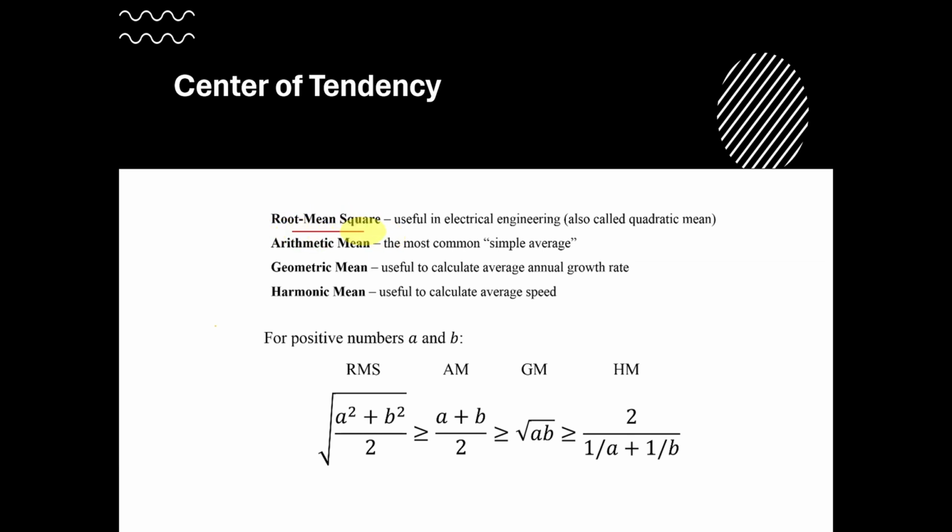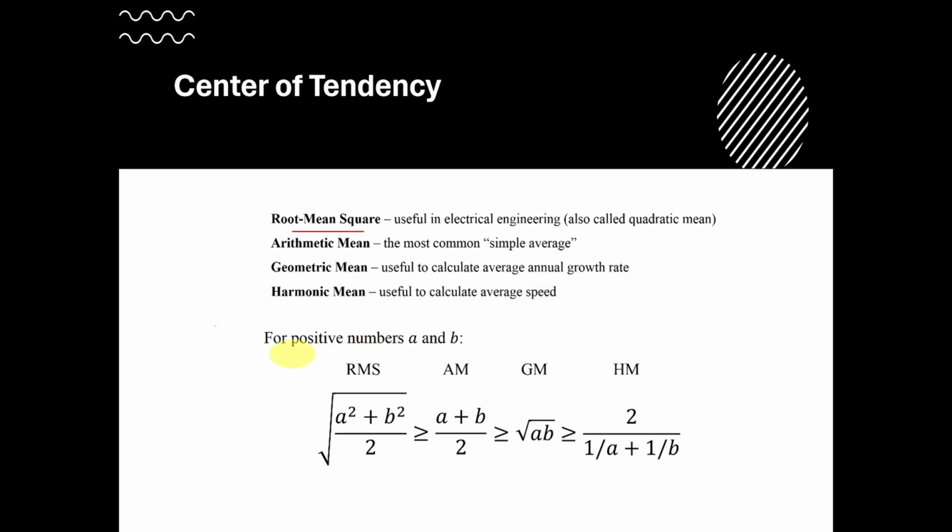Root mean square is useful in electrical engineering. Like I said, it's also called quadratic mean. Arithmetic mean is the simple average: 4 plus 5 divided by 2, 6 plus 8 plus 7 divided by 3. Geometric mean is useful to calculate annual growth rate. Harmonic mean is useful to calculate average speed.